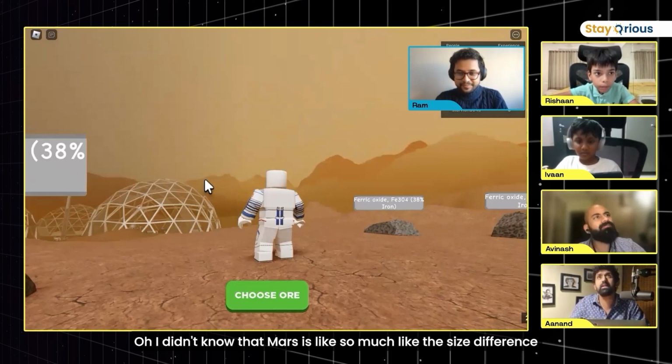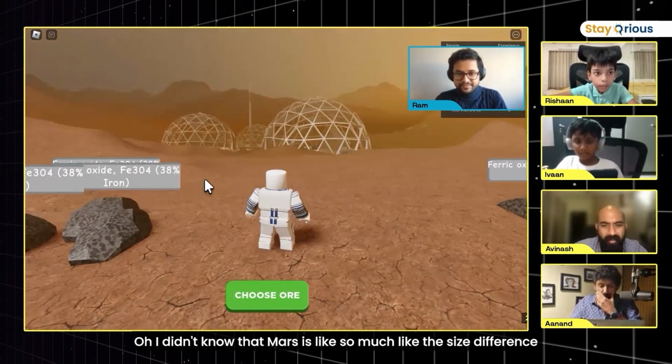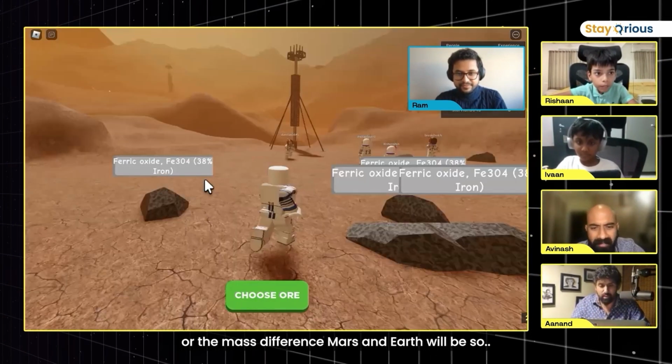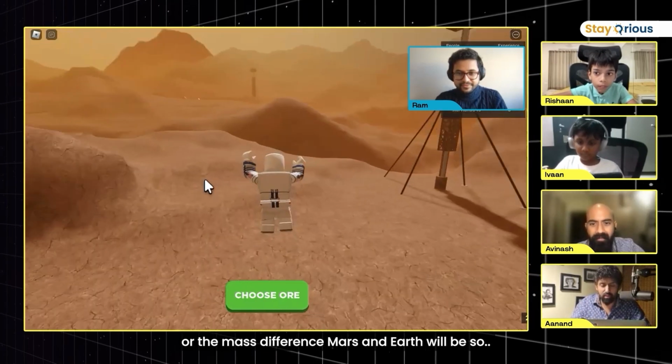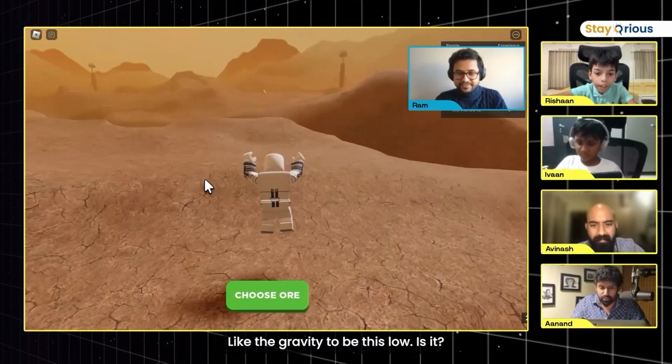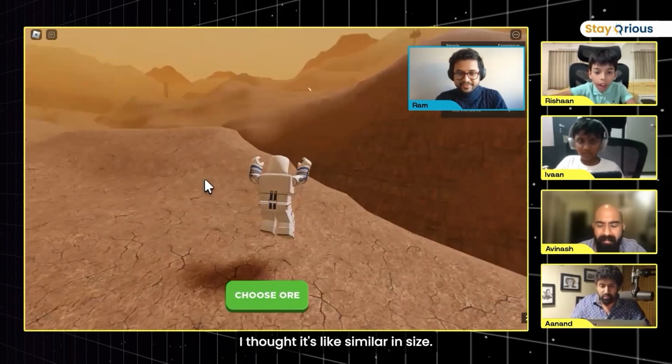Oh, I didn't know that the size difference or the mass difference between Mars and Earth was this different, for the gravity to be this low. I thought it's similar in size.